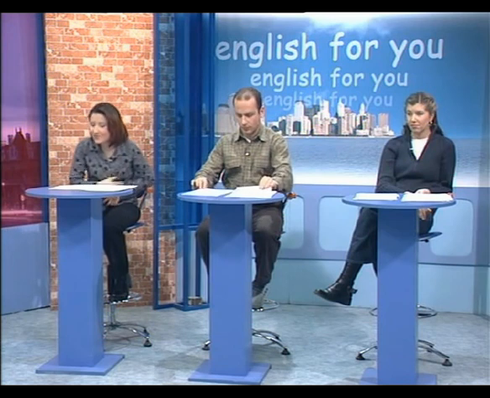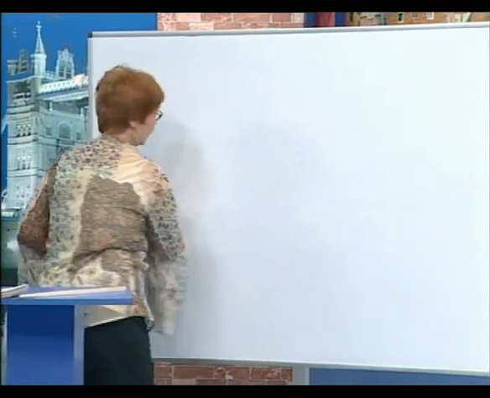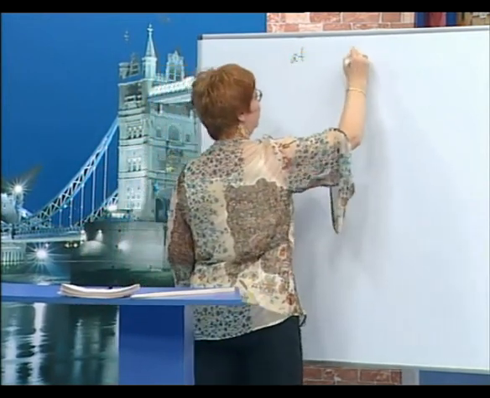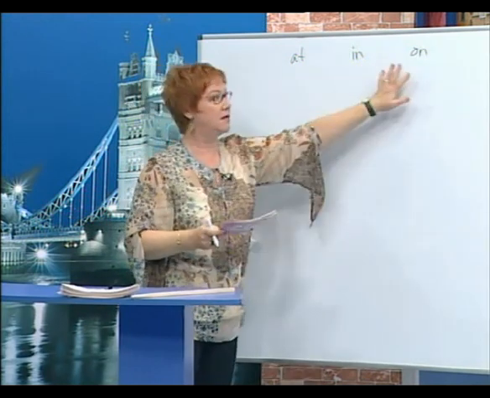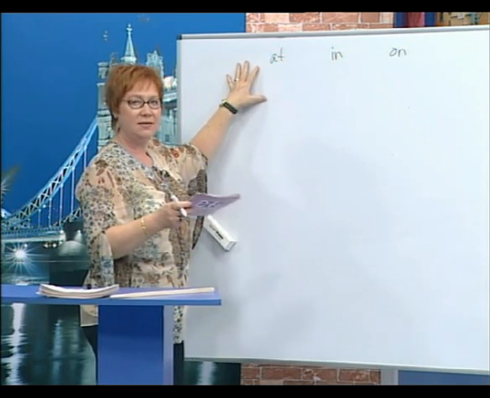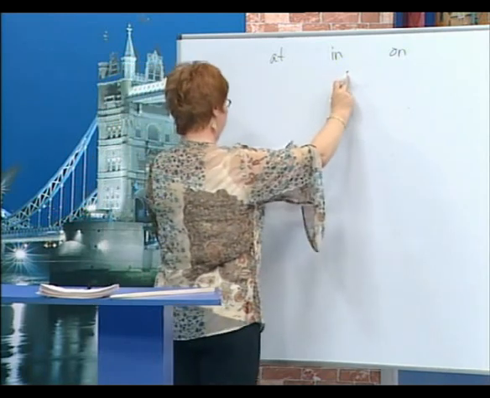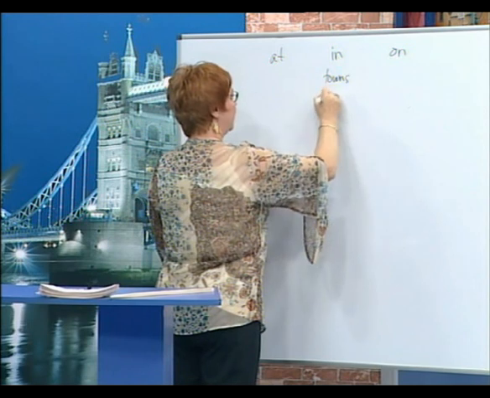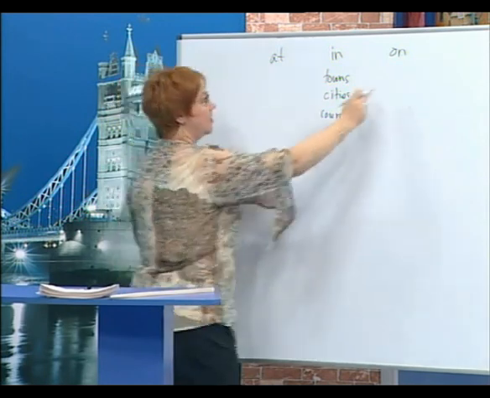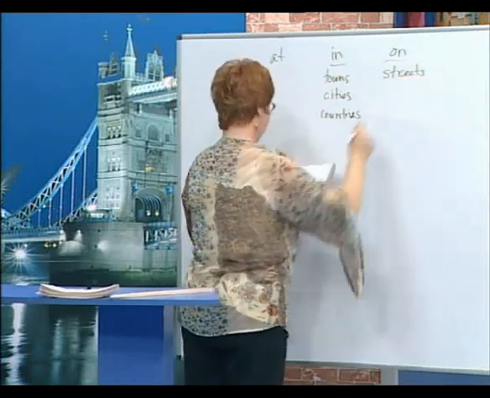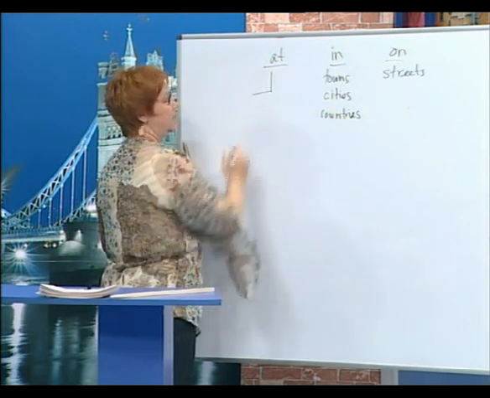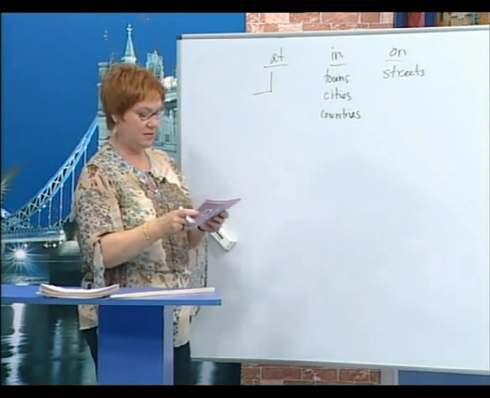Okay, now, let's make some room here, and we're going to talk about prepositions. Again, prepositions in English are very small but very important. And so we're going to practice a little bit more. Now, again, we're going to talk about at, in, and on. Remember that we use these prepositions to talk about places, where things are. Now, we use in, let's do in first, for towns, cities, and countries. We use on for streets. And we use at for a special place where maybe two streets meet. Okay, like a corner. So, in, on, and at.